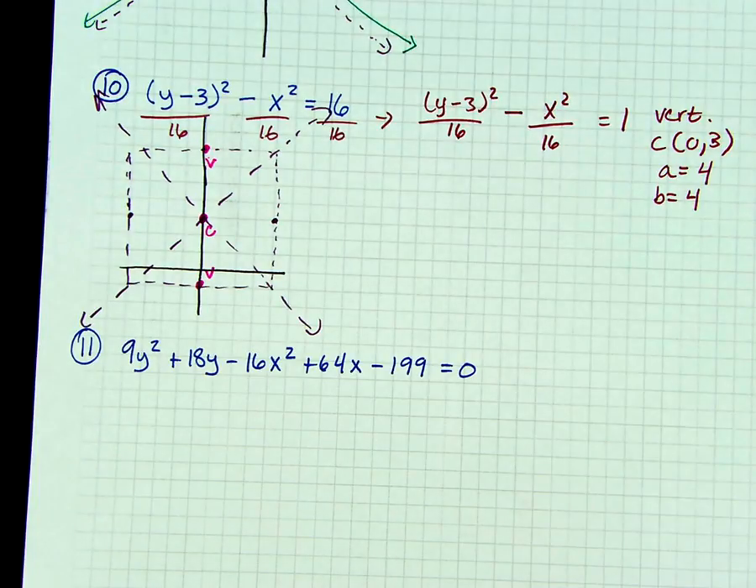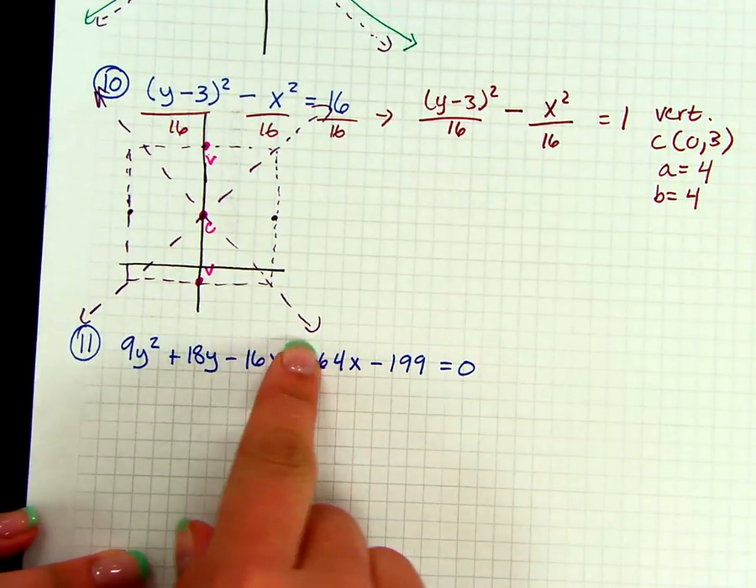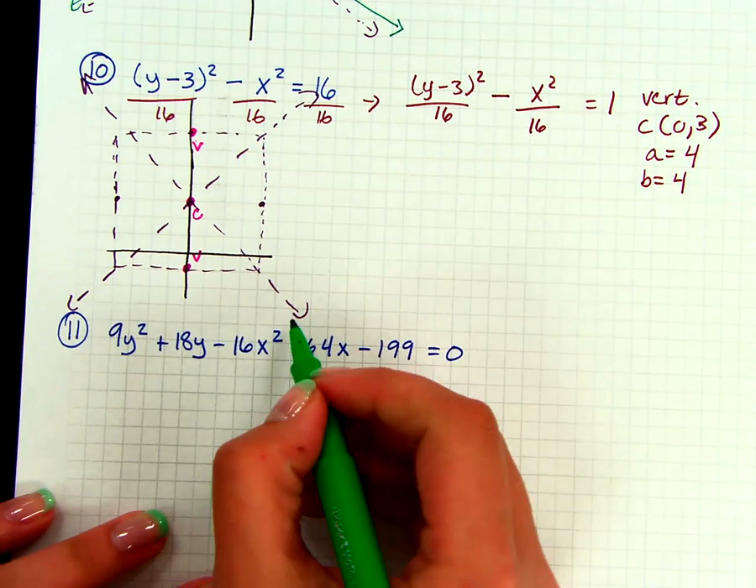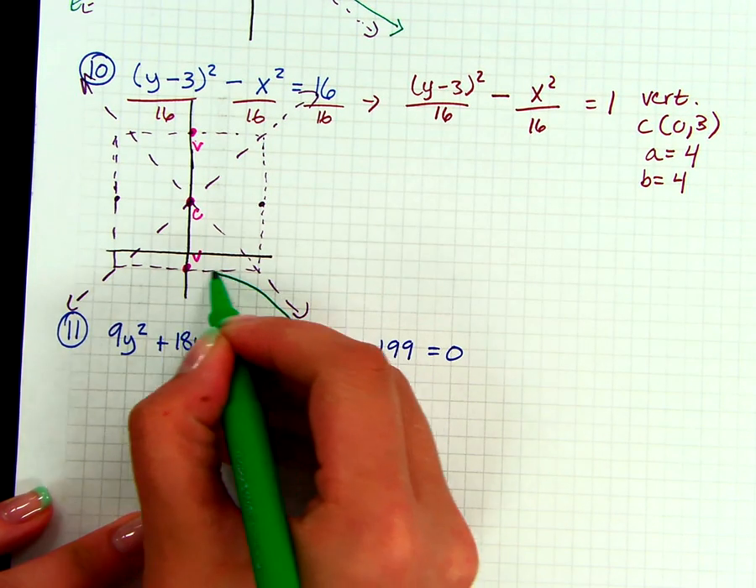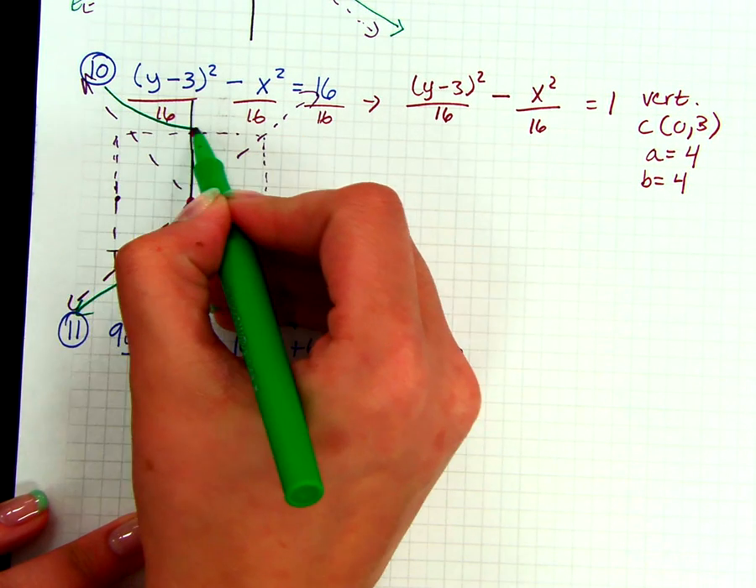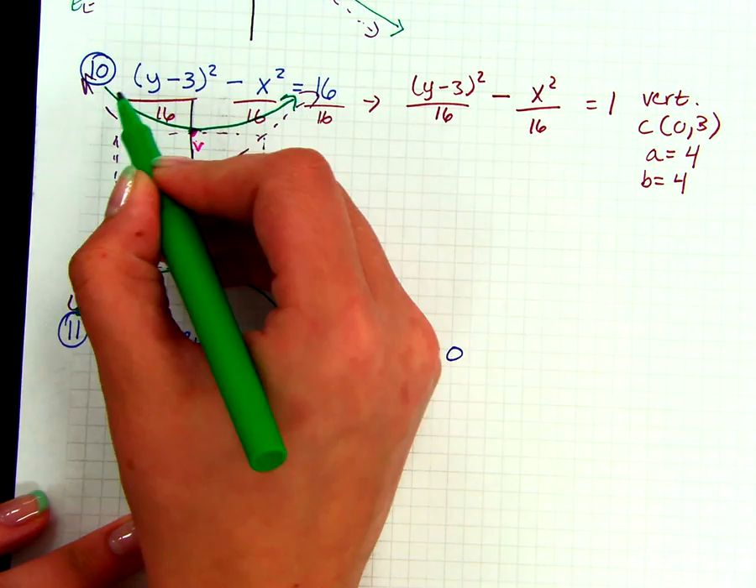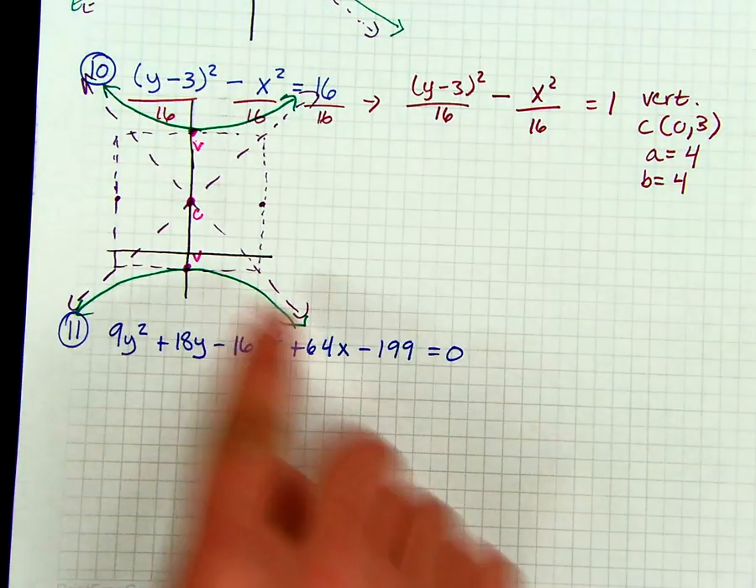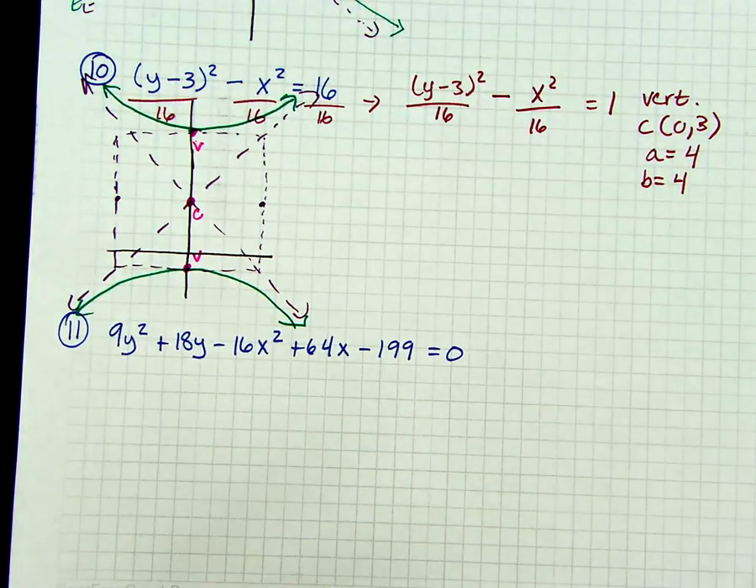This time it's going to open up and down. It's going to follow our asymptotes, curve through the vertex, and then back around. It's going to look something like this. Same thing, it starts up here, goes through the vertex, and then back around. The green part is our actual hyperbola. Everything else is just to help us get that sketch.